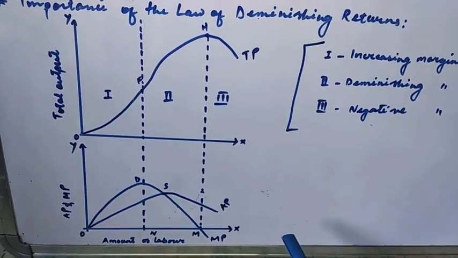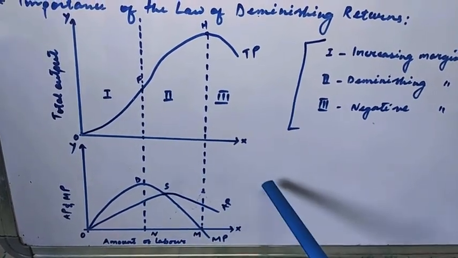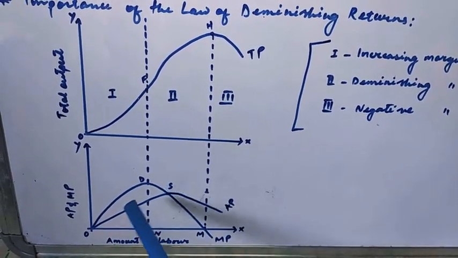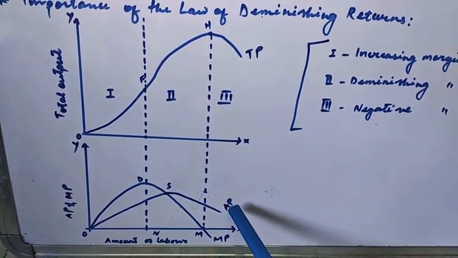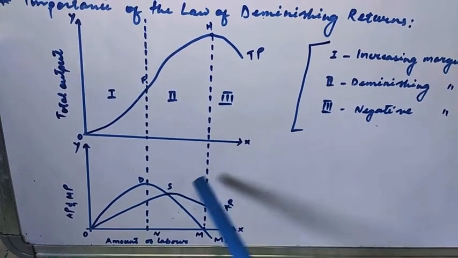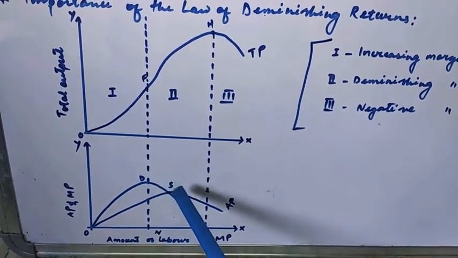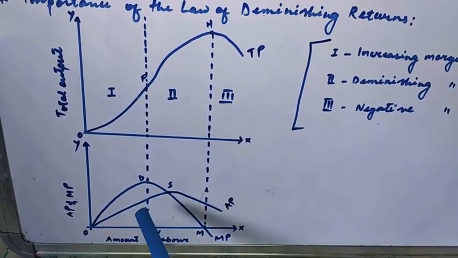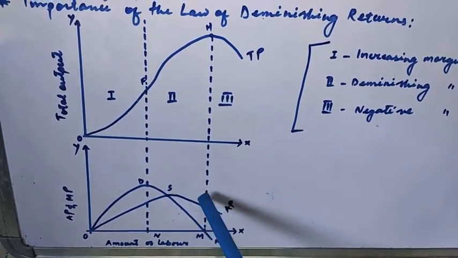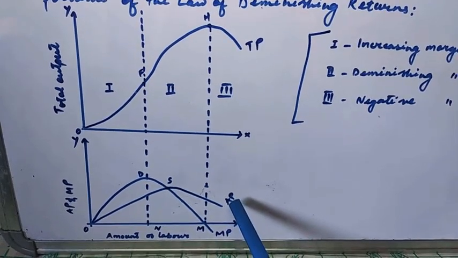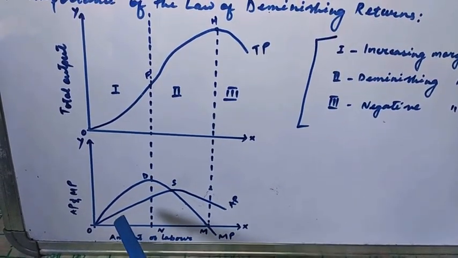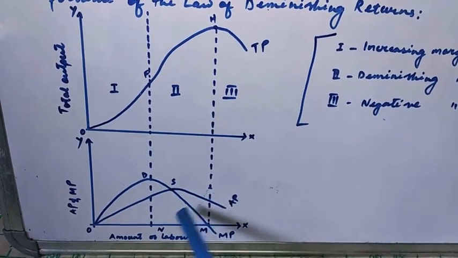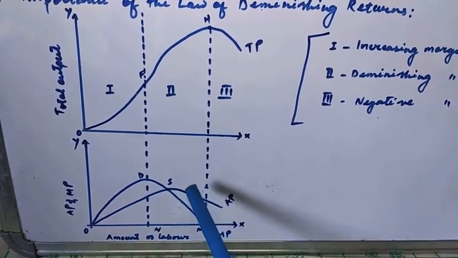So what is the difference you see? When AP, that is average product, rises, marginal product is greater than average product. The second thing is when AP started falling, you will see that MP is lesser than AP. So looking at this curve, that is what we see, the difference.